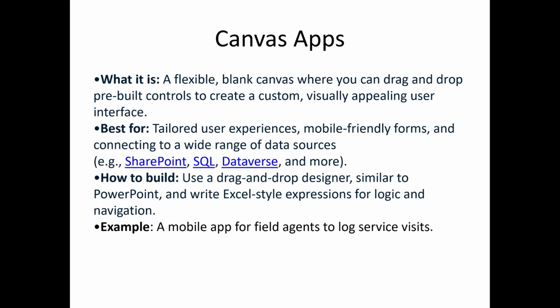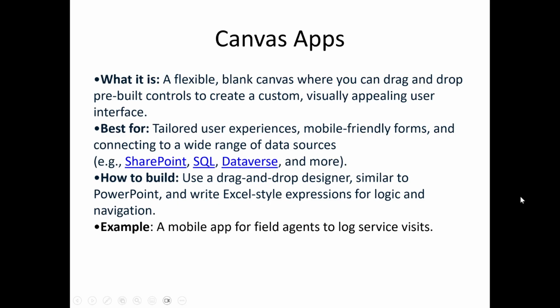Moving to Canvas app. We can think of Canvas app as a blank canvas where a designer can simply drag and drop pre-built controls to create a custom and visually appealing interface. They are very flexible to design and very useful. These apps are best used for mobile-friendly forms, and they connect to a wide range of data sources, for example, SharePoint, SQL, Dataverse, and many more.